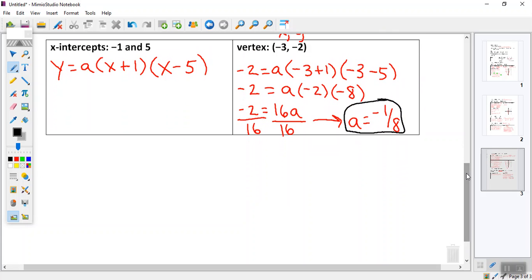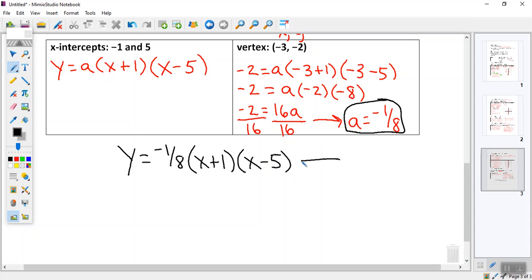What I have here for a function, kids, will be the following. This will become y equals, what could I plug in for a now? Negative 1/8 times x plus 1 times x minus 5. Now, if this said write that in x-intercept form, that would be great, because that's what we're in right now. But it didn't say that. They want you to turn this into what? Okay. Well, guys, if you notice up here, does standard form have any parentheses in here?